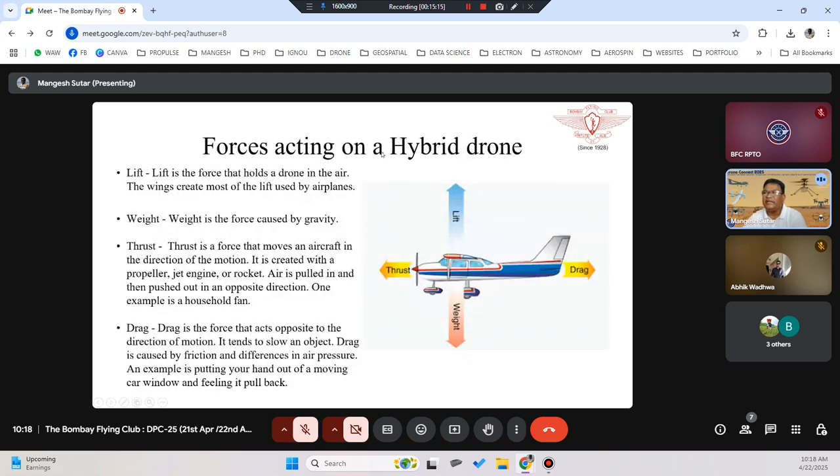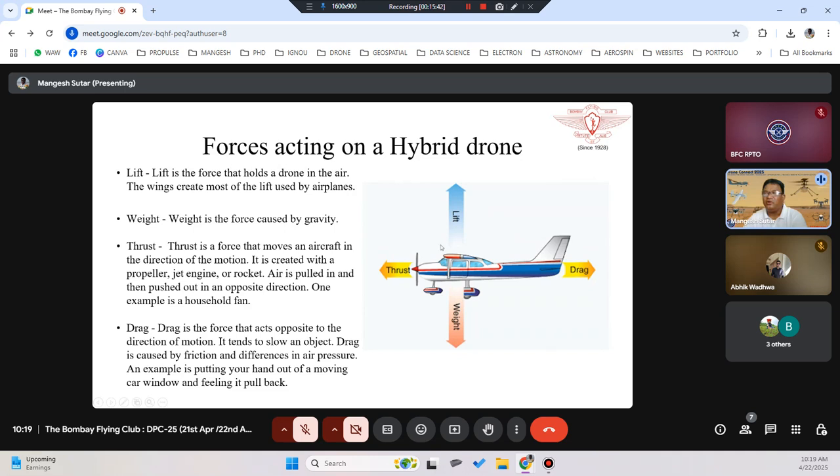What are the forces acting on the hybrid drone? Since the hybrid drone is similar to your aeroplane, the lift is the force that holds the drone in air. The wings create most of the lift used by the aeroplane. So when actually the hybrid drone में क्या होता है? Normally it cannot take off on the runway. It is configured in such a way that it can take off from the same location itself. That's why it is also called VTOL, vertical takeoff and landing.